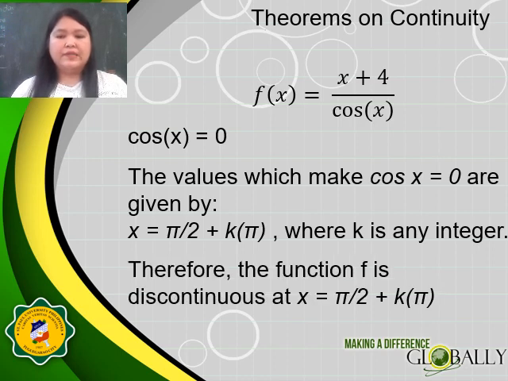Therefore, the function f is discontinuous at x is equal to pi over 2 plus k times pi. So these are all the values of x that make the denominator equal to 0. So the function is discontinuous everywhere except for the values of x which are equal to pi over 2 plus k times pi. So discontinuities of rational functions can be solved in a similar manner. We just have to find the values that make the denominator equal to 0, and these are the values where the function will be discontinuous.